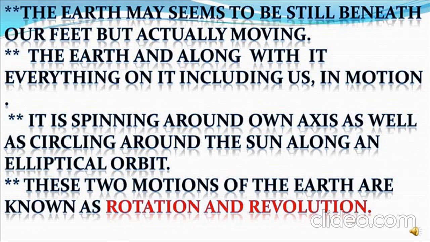What is the meaning of beneath? Below or under something. It is spinning around its own axis as well as circling around the sun in an elliptical orbit. These two motions of the earth are known as rotation and revolution. You can see in the image, it has been defined very clearly over there.